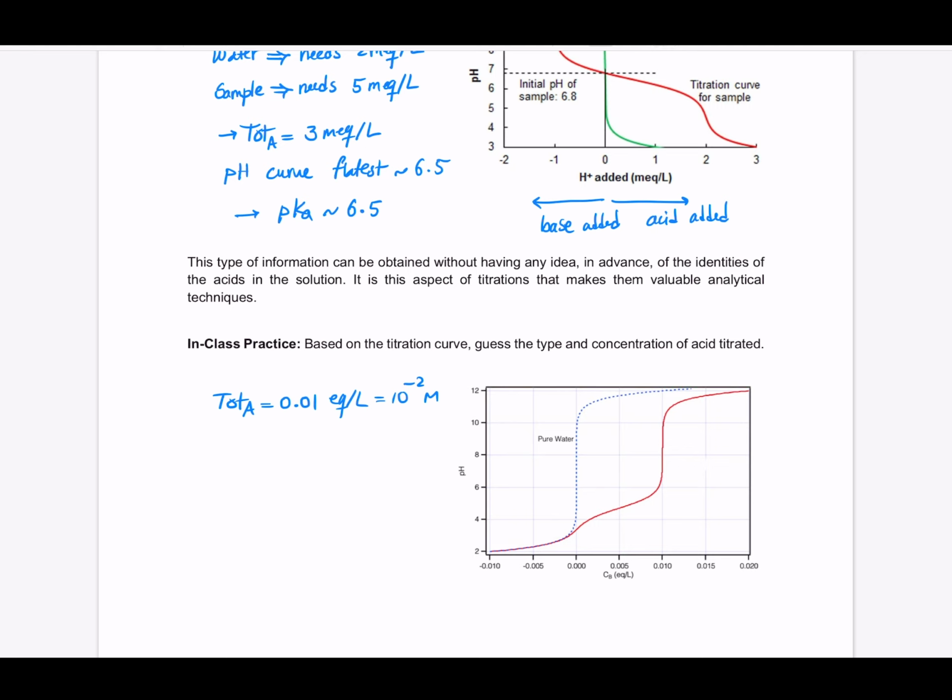So roughly, what's the range of pKa? So from here to here, as you mentioned, is 0.5 of the equivalent point. So this is pKa. So pKa of roughly 4.5. What could be this one?